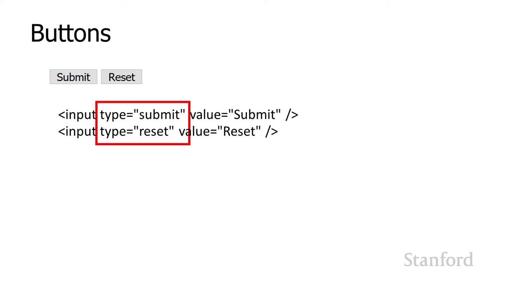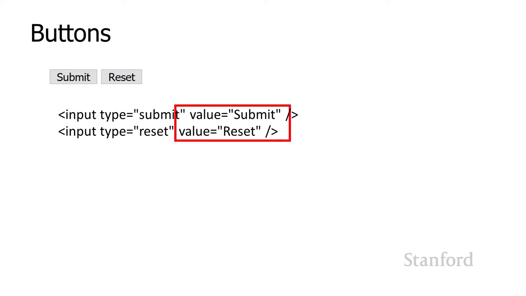You'll notice that I've got type equals submit and type equals reset here, but I've also got value equals submit, value equals reset. What's going on here? Well, it turns out that the web browser manufacturers don't really agree on what these buttons say, and they could say lots of different things. And the value in the case of the submit or reset button is actually the text that appears on the button itself.